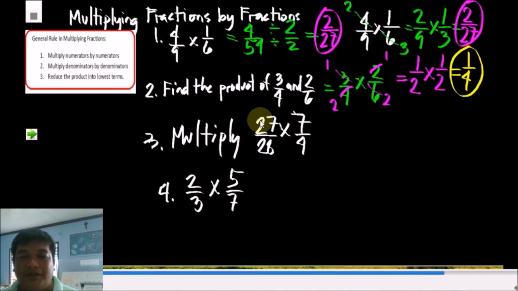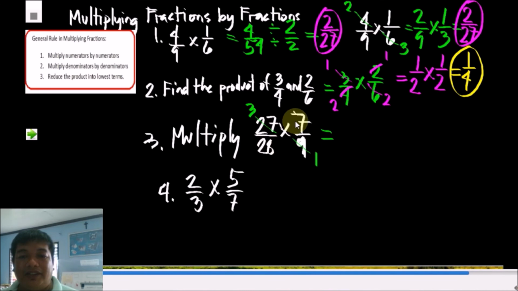Next, multiply 27/28 times 7/9. First, you're going to cancel the fractions. What are the common factors between 27 and 9? It is the number 9. So 9 divided by 9 is 1, then 27 divided by 9 is 3.